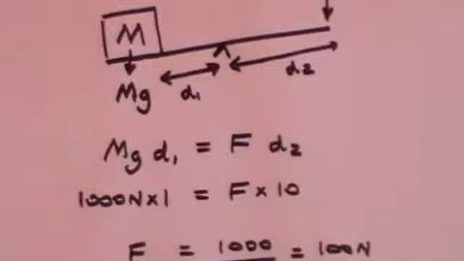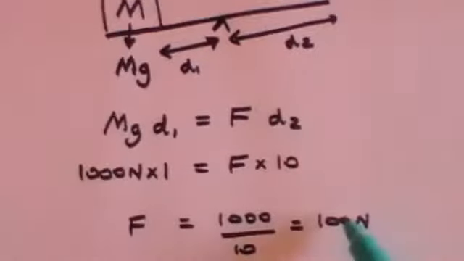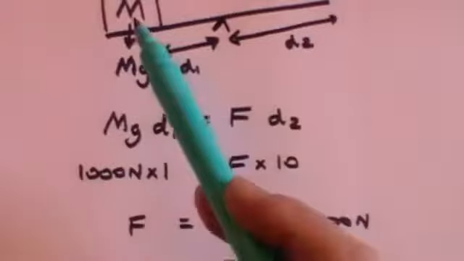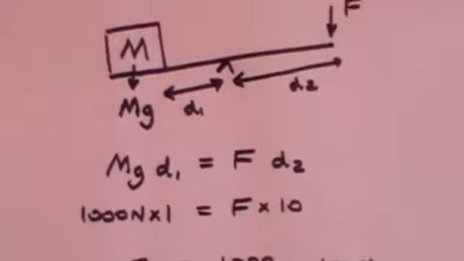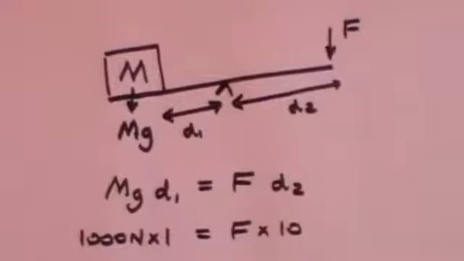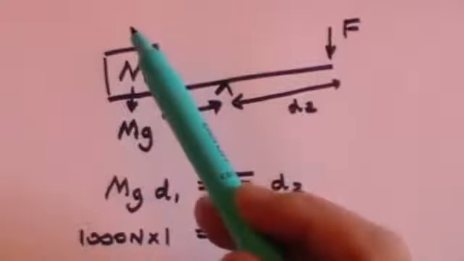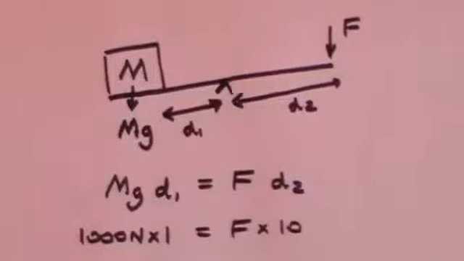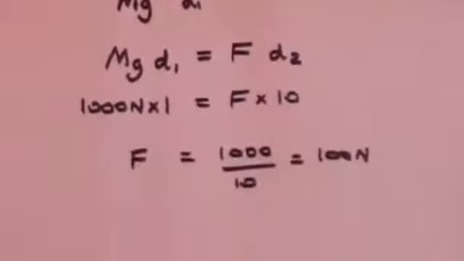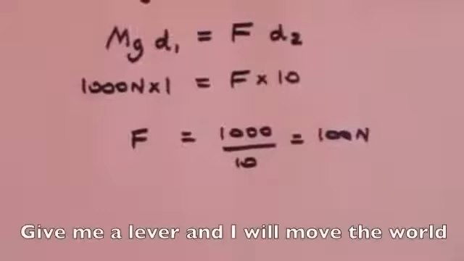In fact, if we use exactly 100 newtons, all we will do is to precisely balance the weight. But if we use 101 newtons, if we just do a little bit more, then we will push this down and we will lift the weight up. And that gave rise to a very famous saying, "Give me a lever and I will move the world."